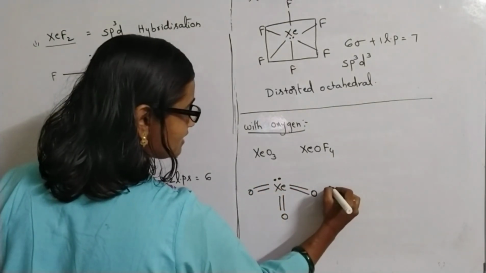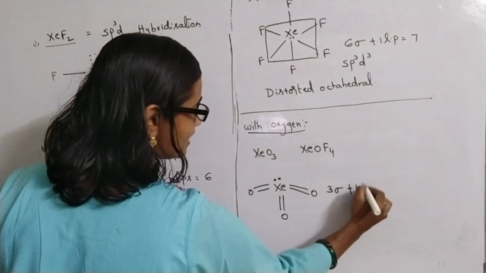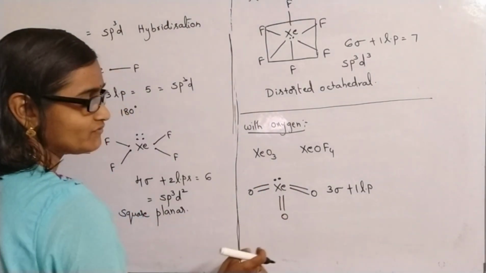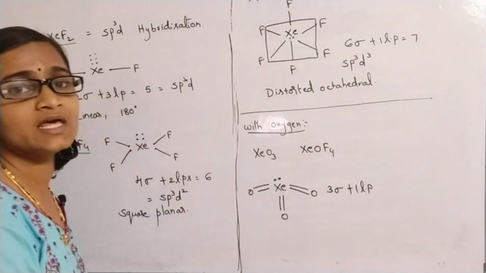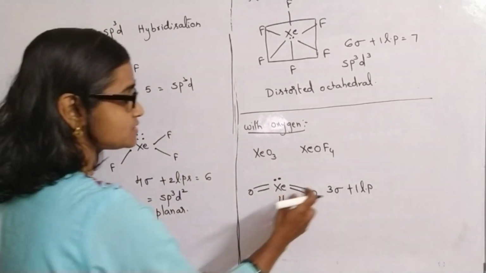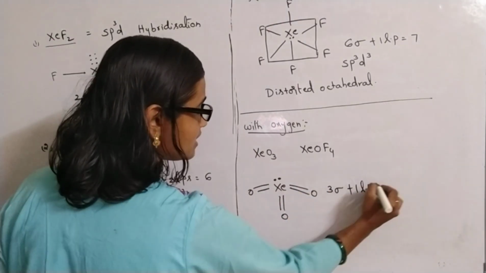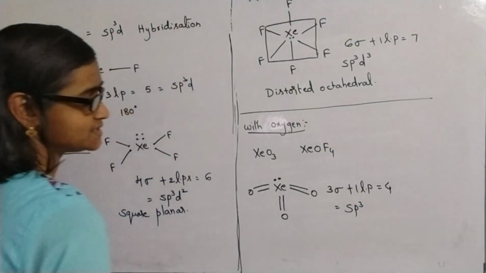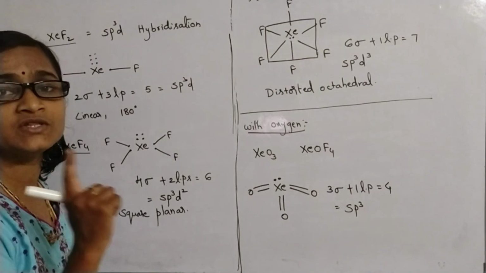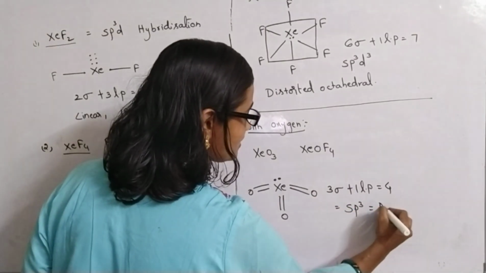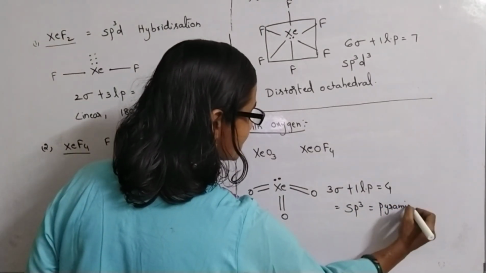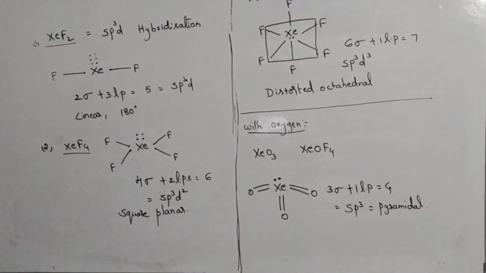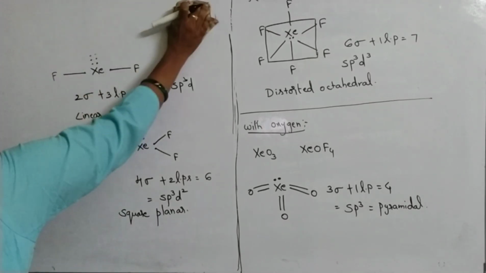So here you are finding 3 sigma bonds plus 1 lone pair. Here double bonds are there, but you have to count what? Only sigma bonds which are there with the central atom. So 3 sigma bonds and 1 lone pair, total is 4. If it is 4, you call it as what? sp3 hybridization. With sp3 hybridization and 1 lone pair, the shape will be what? Pyramidal shape. So for XeO3, the shape of the molecule is pyramidal.